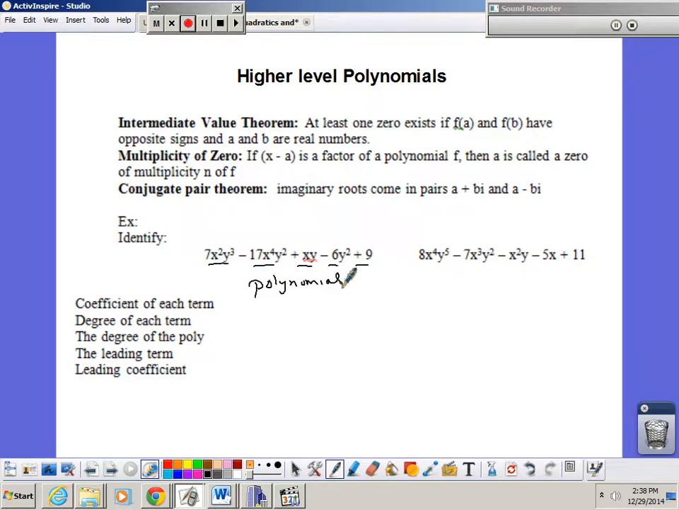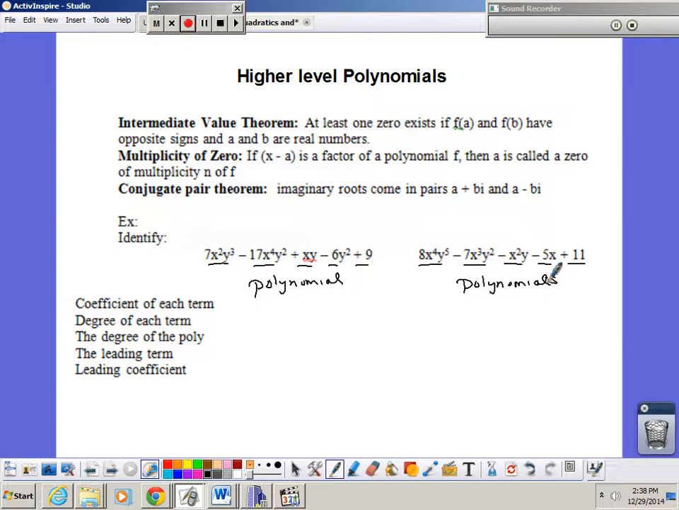If there's just one term, we call it a monomial. If there's just 2 terms, it's called a binomial. If there's 3 terms, it's called a trinomial. But if there's more than 3 terms, it gets a generic name of polynomial. So these are just polynomials.